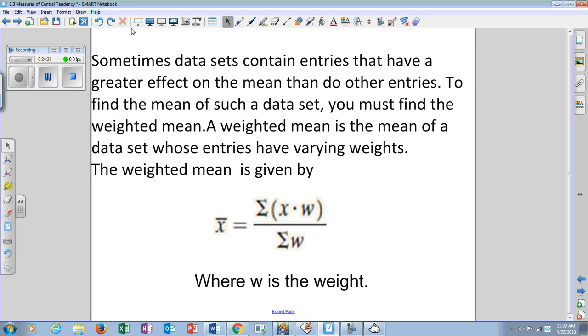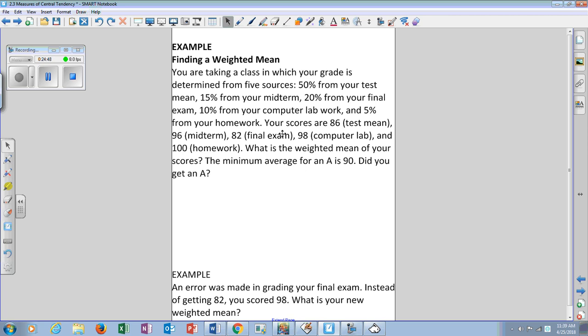Now, every one of you in here has been through one of Malik's classes, which means that you've been through a weighted mean situation, where the test scores are worth 35%, the quizzes are worth 25%, something like that. So we're going to do an example like that.